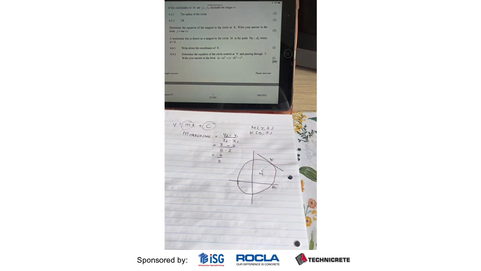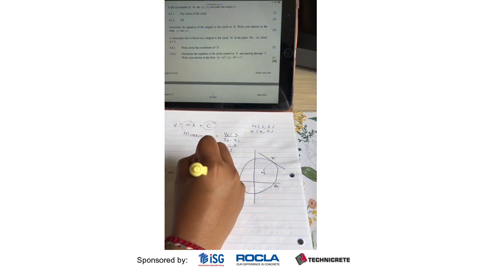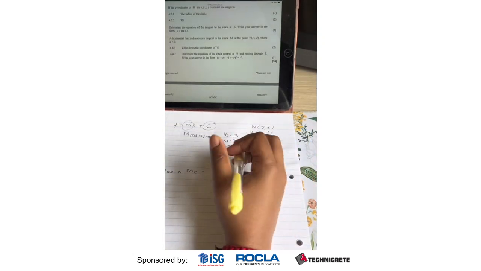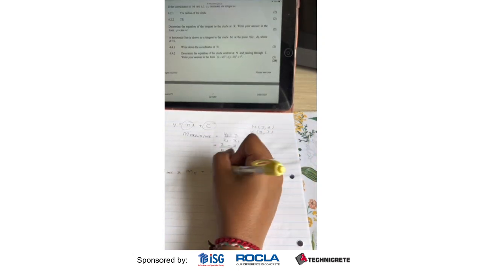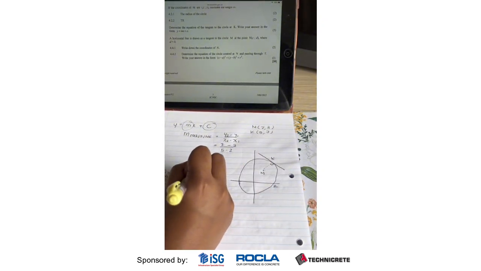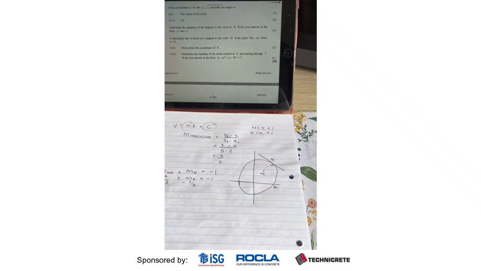What do we know about gradient? We know that the gradient of MK times the gradient of K, what is happening here? It's perpendicular. So it's equal to -1. So we know that this is now 4 over 3. We want this gradient. This is -1. What is this going to be? It's going to be -3 over 4.